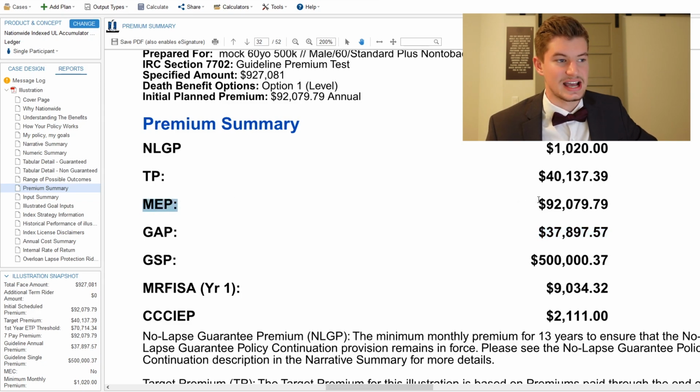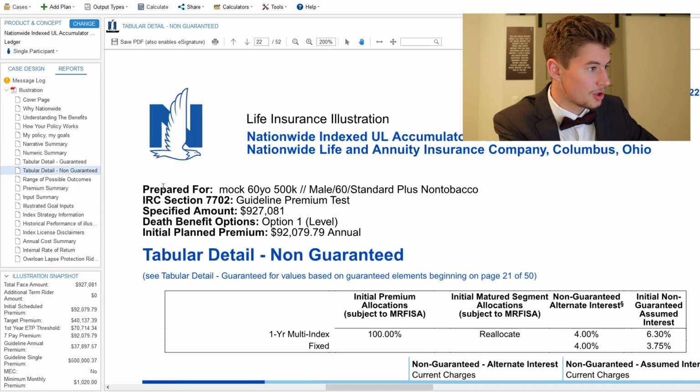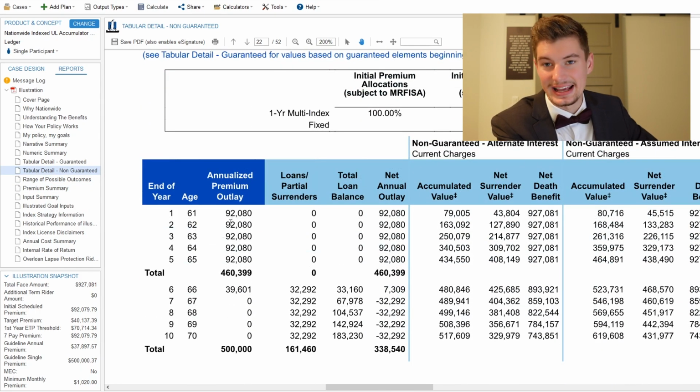You can see this says $92,079.79. What this means is even though we're putting in $500,000 total, this is the most we can put in 1 year to get to that. So if we go back to our non-guaranteed tab, we see here, that's exactly how much we're putting in. And we're not actually putting in the 21 cents more.